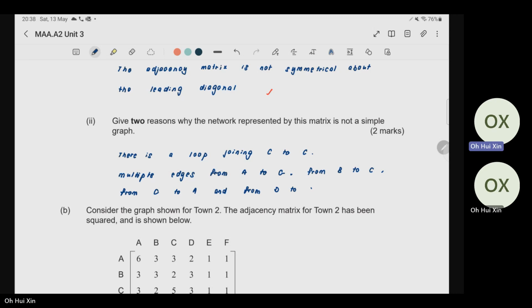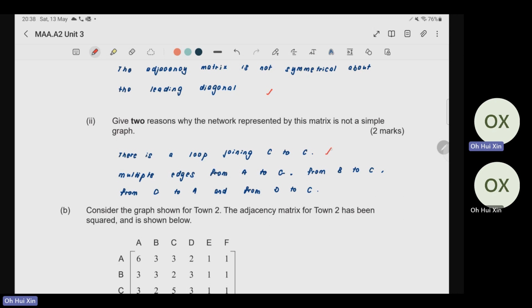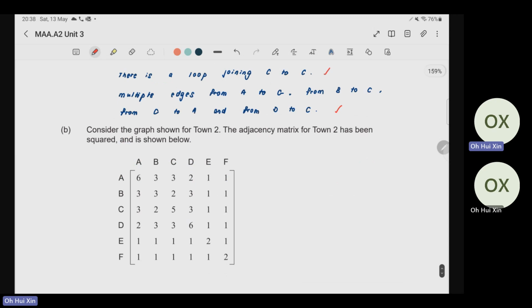So that's this question. Okay, so two reasons. The first one is talking about a loop at C. Then after that, you have the multiple edges at the different location here. So B, consider the graph shown in town 2.